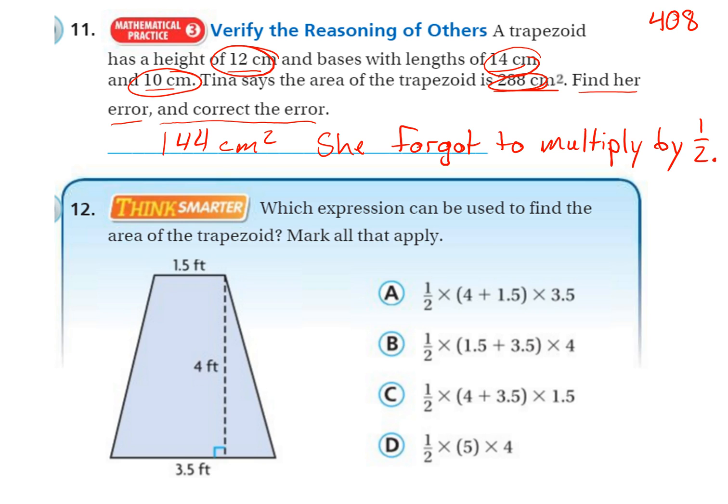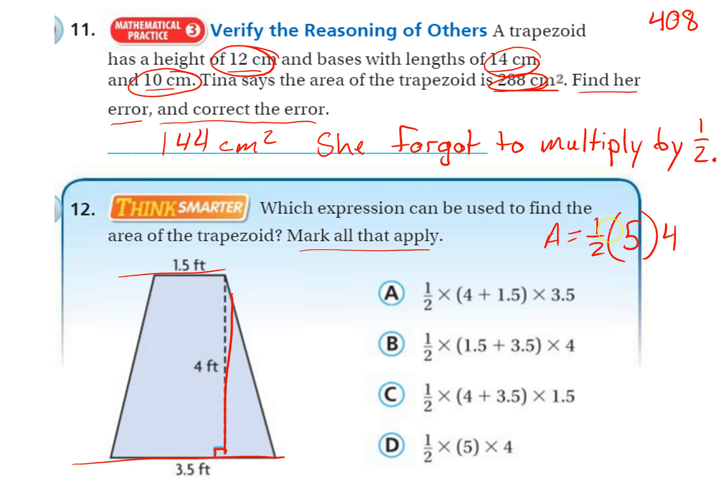Okay. Number 12, which expression can be used to find the area of the trapezoid? Mark all that apply. Well, first I need to know what the area of the trapezoid is. So here are my two bases. So I need area equals 1/2 times base 1 and base 2. If we add these, 1 plus 1 is 4, and then 1/2 plus 1/2 would make it 5. And then my height is the perpendicular line to the bases, which in this case is 4.